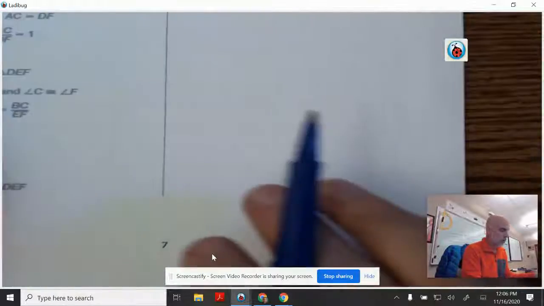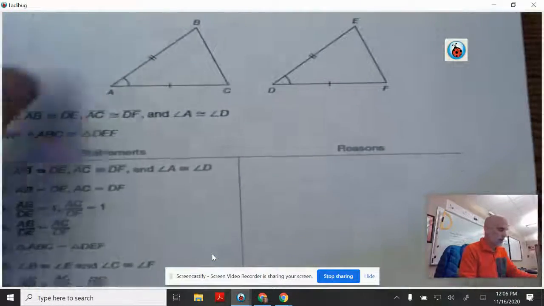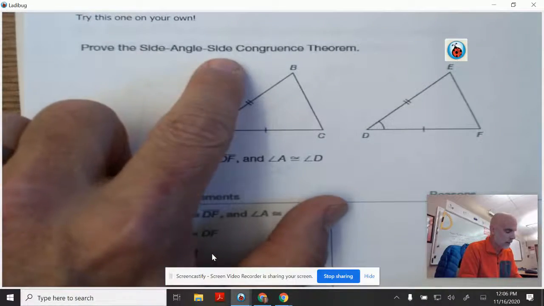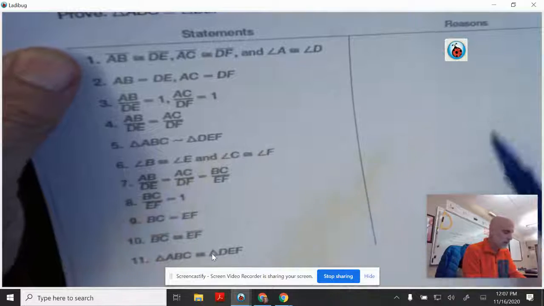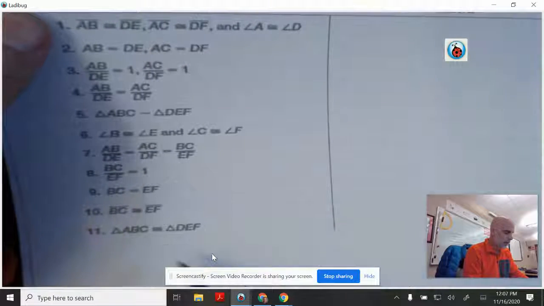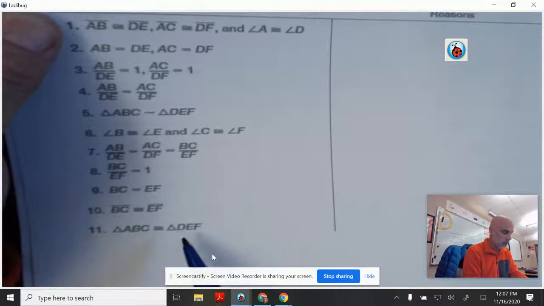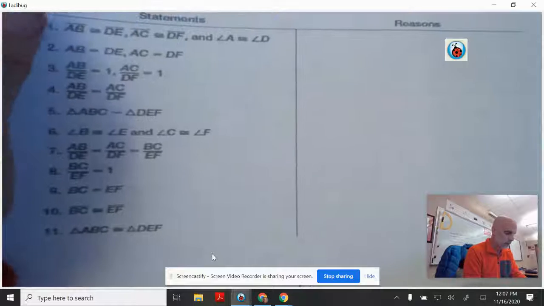Now, I do want you to try this proof on your own without me. This is doing the same process, but with side angle side. So I think you can read the steps right here and figure it out. And you can see halfway down here, we got some triangles are similar by side angle side. And then from here on out, we're just establishing that the other 3 parts are indeed congruent. And so I want to see if you can do that yourself. All right.